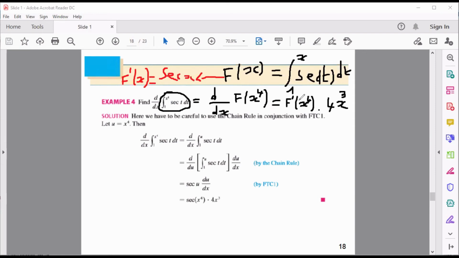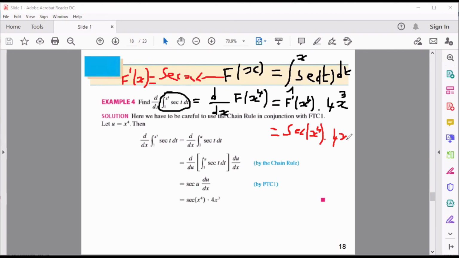What about the derivative in the point x to the 4? It's equal to sec in the point x to the 4. Sec, but not in x, in the point x to the 4. But be careful, we have to multiply it by 4x to the 3.